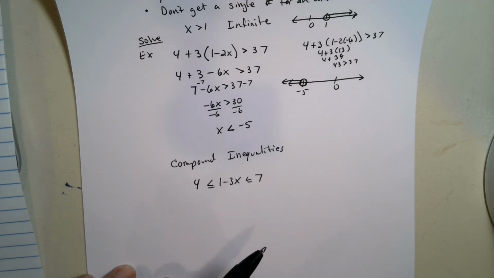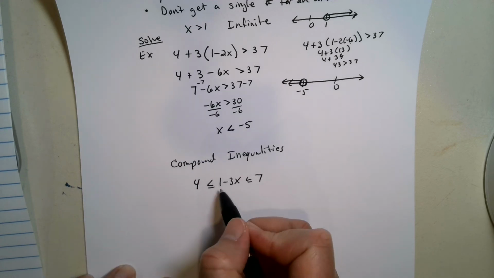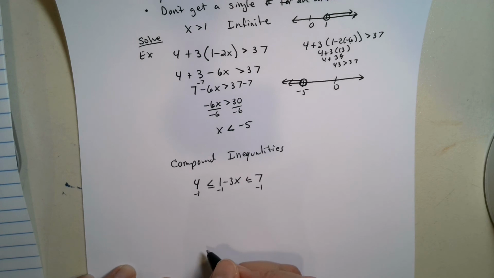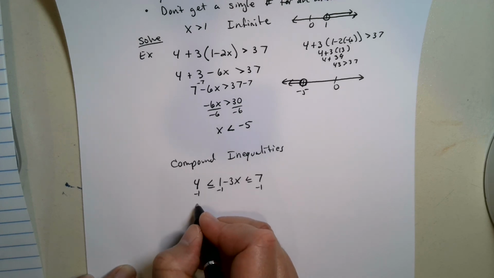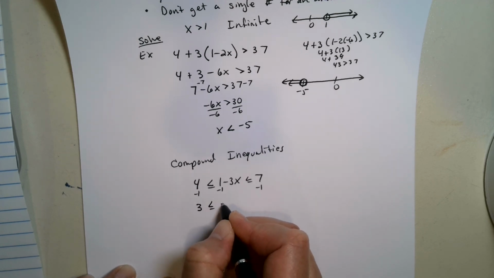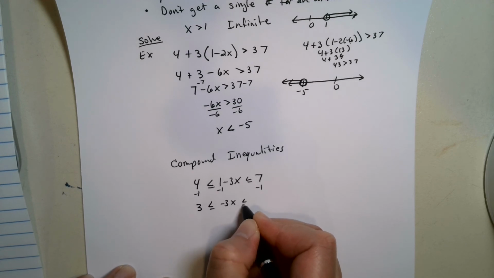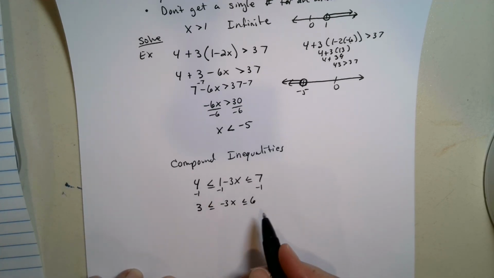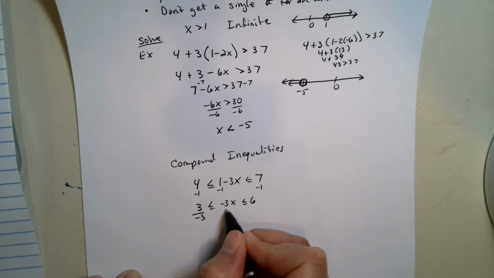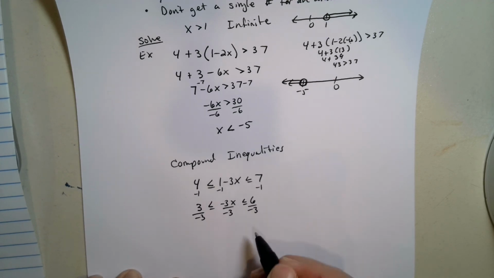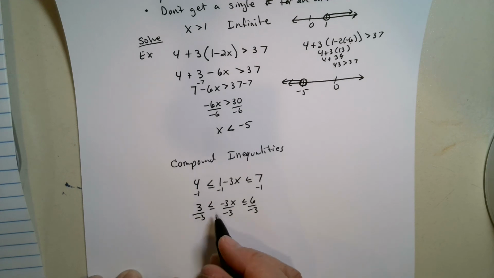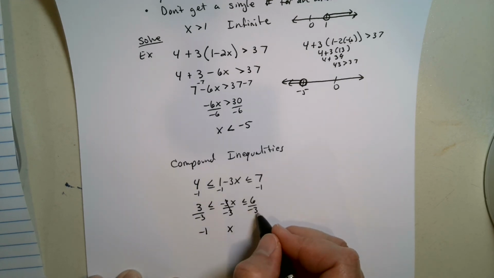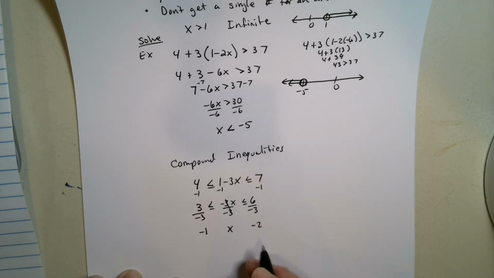Most of you chose to work it all at the same time. And so we need to get rid of 1, but we need to get rid of 1 on all three pieces. So I'm going to subtract 1. That's going to leave 3 is less than or equal to negative 3x is less than or equal to 6. Make sure you subtract 1 from all three pieces. Now I need to divide all three pieces by negative 3. So 3 divided by negative 3 is negative 1. We'd have x left in the middle, and 6 divided by negative 3 is negative 2.